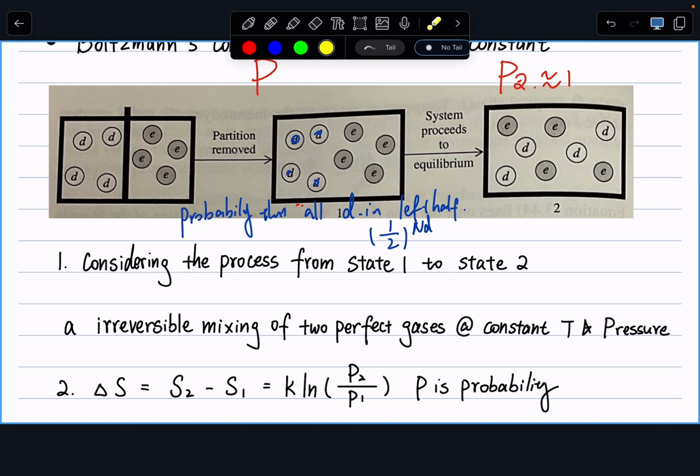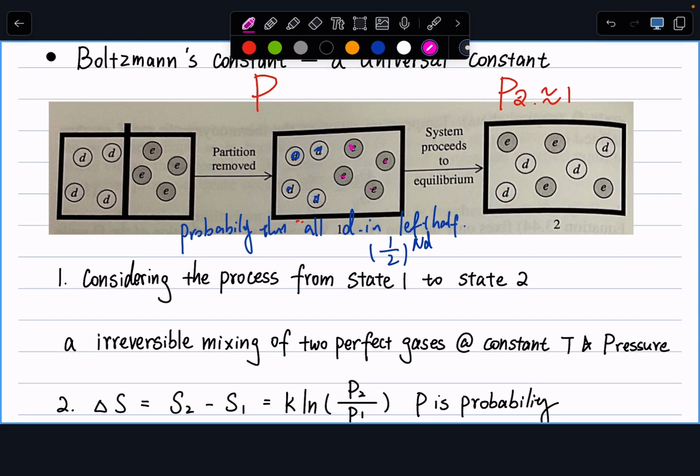Likewise, if we call these E, assuming we partition it evenly, the probability of all the E in the right half will be 1/2 to the power of the number of molecules E. And this 1/2 is only true when we partition it evenly.